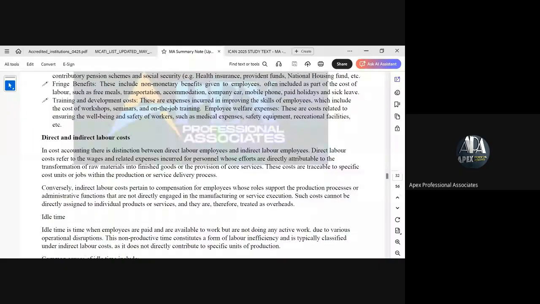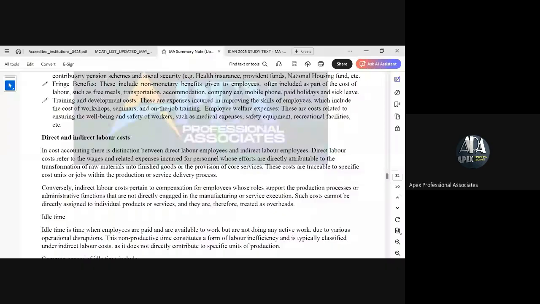Yes, thank you. So, direct costs are costs that are directly attributable to the transformation of raw materials into finished goods, or production of goods and services. Those are direct costs. You can trace them to a specific cost unit, a particular cost object. I hope you remember the definition of cost object, cost element, and other cost-related terminologies that I gave you in the previous chapter.